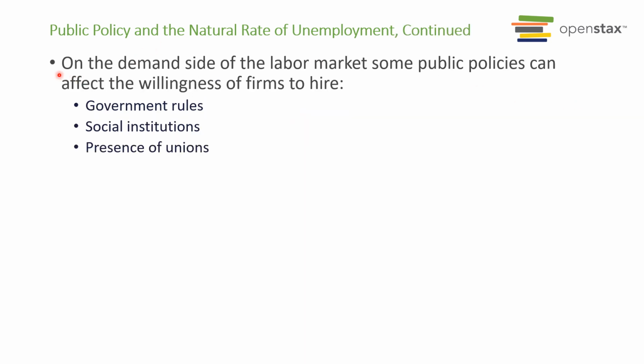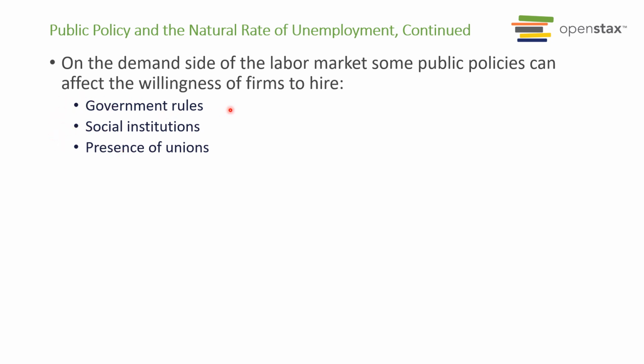Now, on the demand side, we could have different policies that might impact the demand curve, which is summarizing the effect of the willingness of firms to hire people. So again, don't forget, this is what the demand for labor is representing, the firms that are hiring people. So there could be government rules, social institutions, presence of unions.